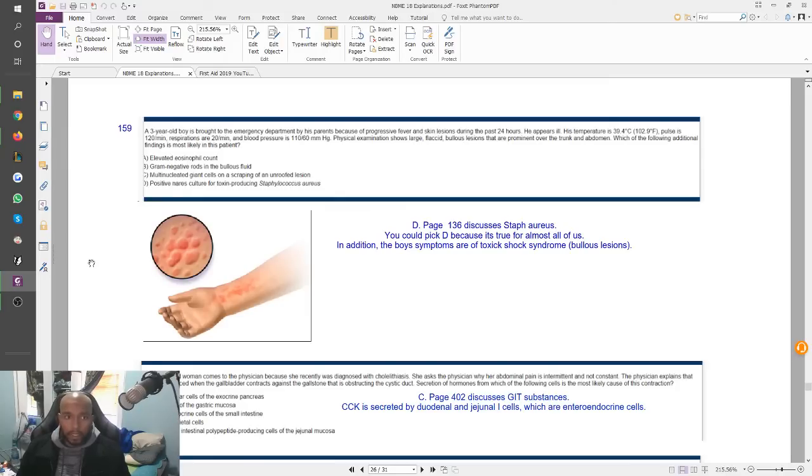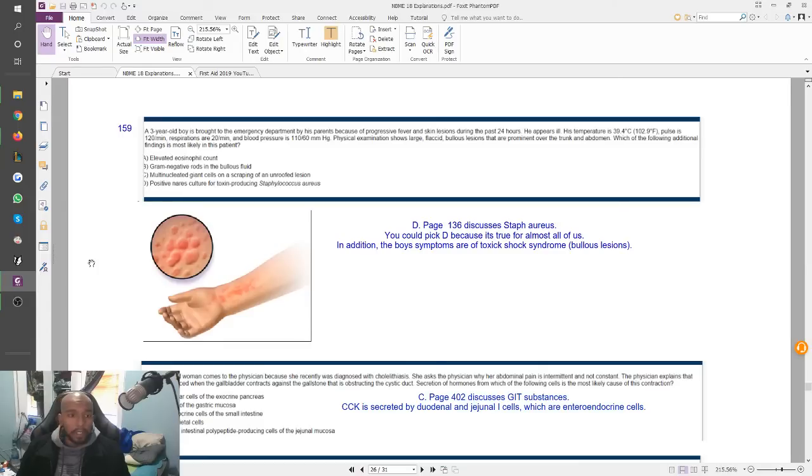Elevated eosinophil count, no. Gram-negative rods in the bullous fluid. If you can think of a gram-negative rod that can cause something like this, then definitely go ahead and pick it. Multinucleated giant cells on a scraping of an unroofed lesion. Okay, so multinucleated giant cells, they're basically talking about herpes, which would cause vesicular lesions, right? They didn't describe vesicular lesions in the physical exam.